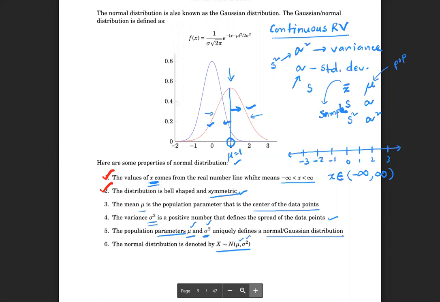Mu is the population mean, sigma square is the population variance. And if you know mu and sigma square, that uniquely identifies the normal distribution. There is only one such normal distribution, by the way, for a particular value of mu and a particular value of sigma square. And we denote the normal distribution by this symbol. X tilde normal: the tilde sign is telling you the random variable X is normally distributed with a mean of mu and variance of sigma squared. That's what it is.